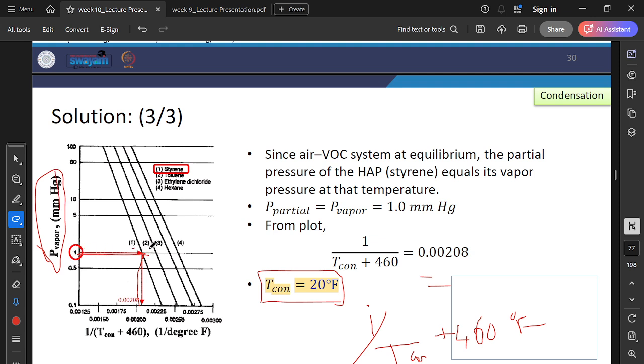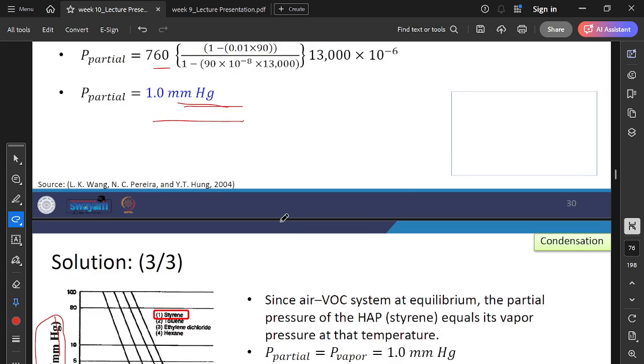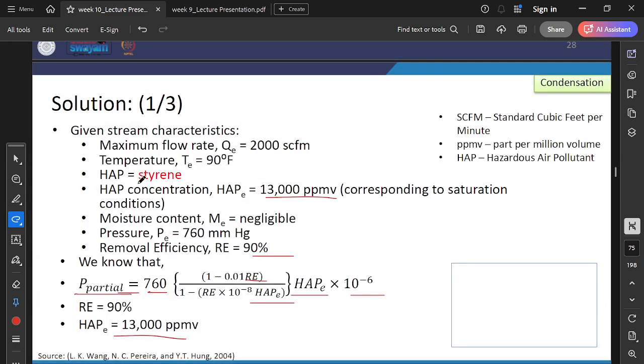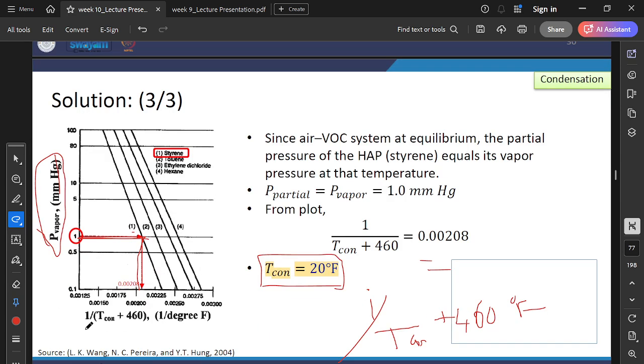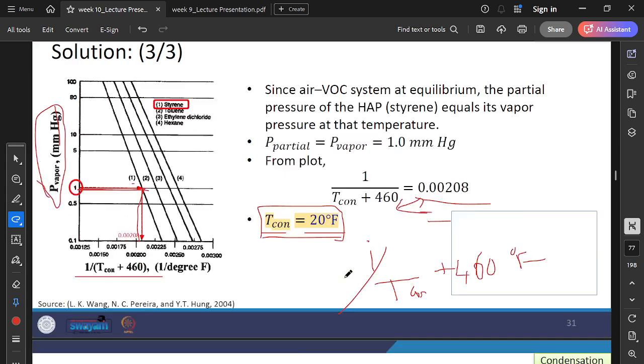So if I go with 1, 2, 3, 4, what is 1, 2, 3, 4? Styrene, toluene. So my pollutant is styrene in this question. Second question is about styrene. So I will go to 1. I'll get the 1 by T condensation temperature plus 460, that is 0.02080. So if I cross multiply, I'll get the condensation temperature in degree Fahrenheit.